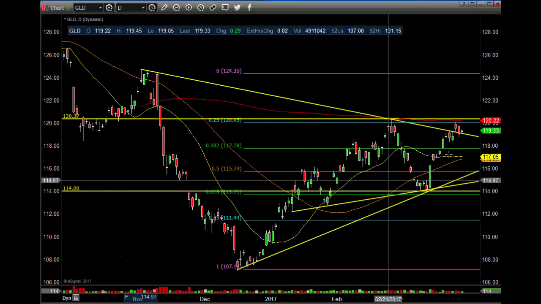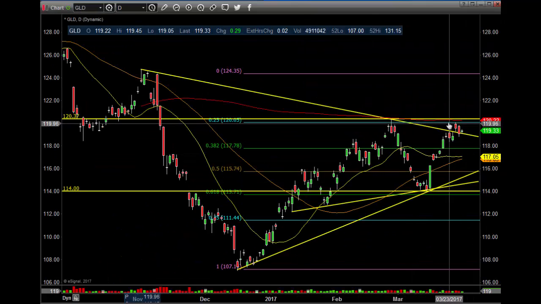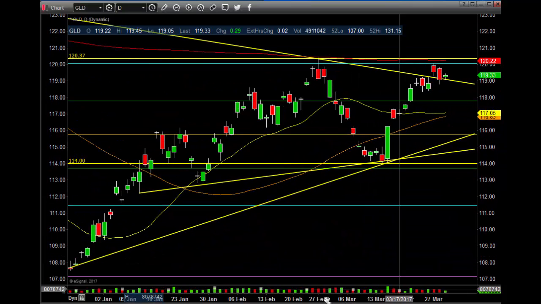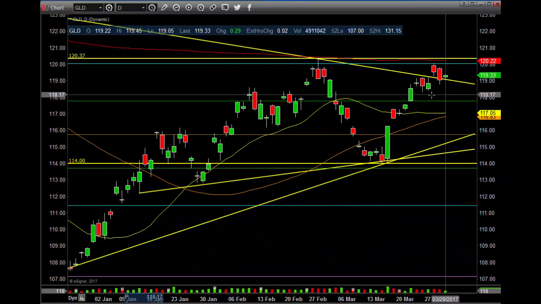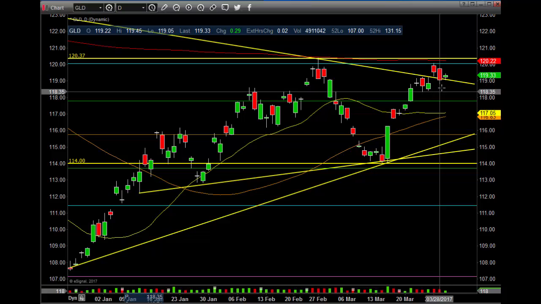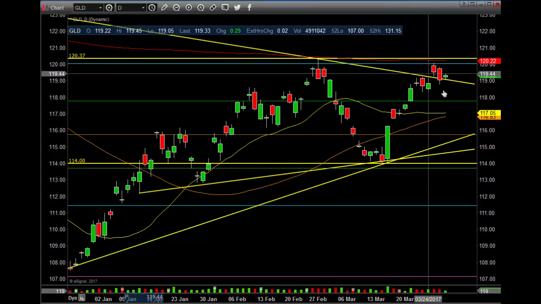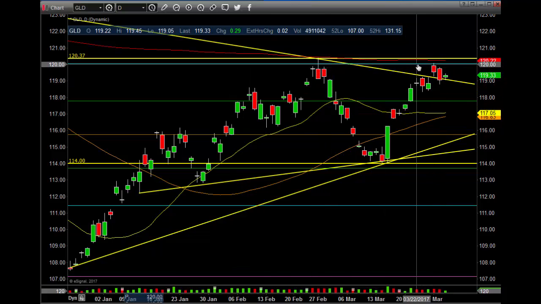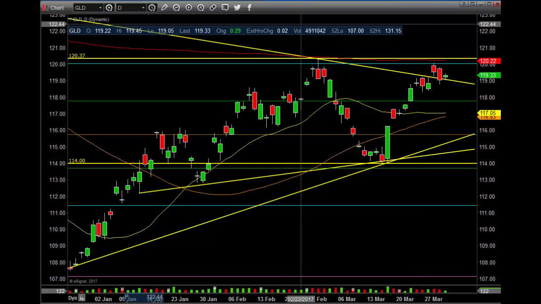Okay, gold. Gold again, right back into this big resistance area, the 200 MA. You have a down sloping trend line. It did get above and then it came back in and now it's above it again. So let's keep an eye on that. Again, though, it's 750 retrace trend line.